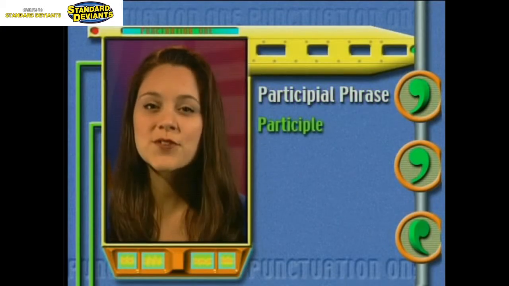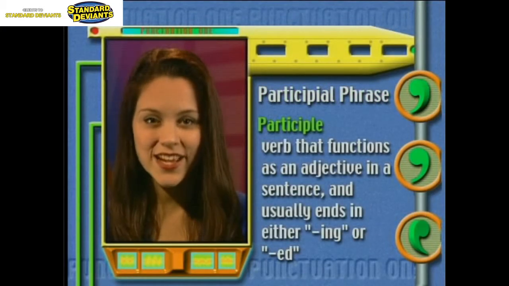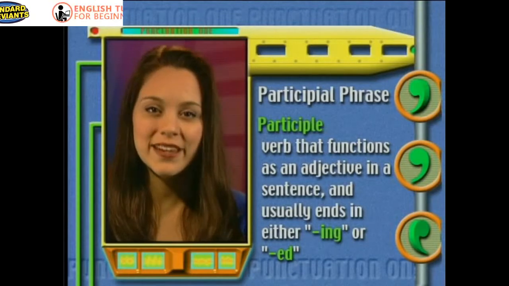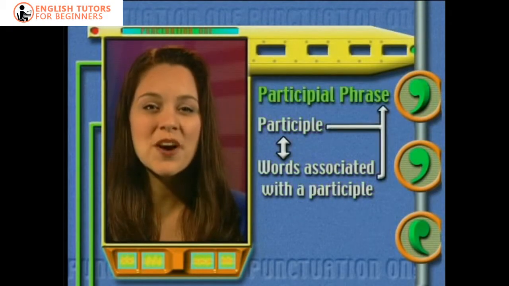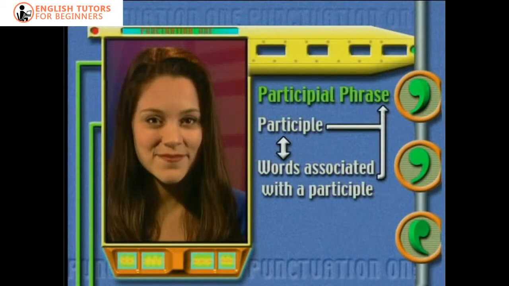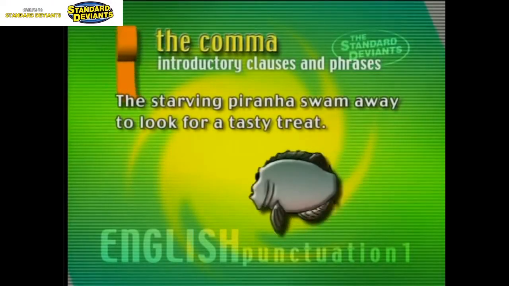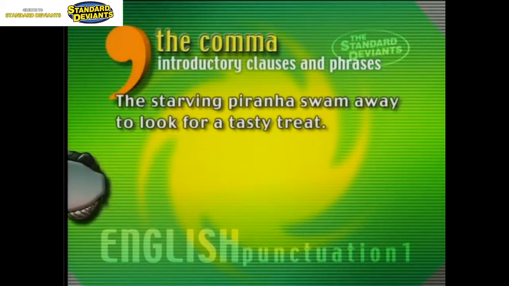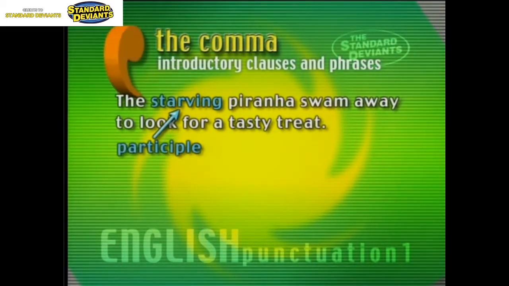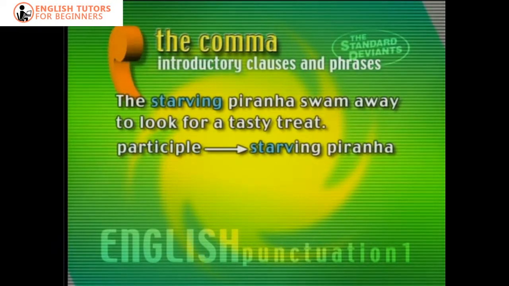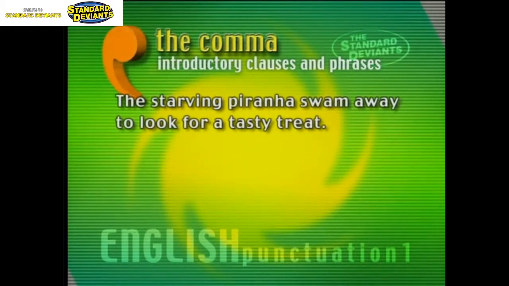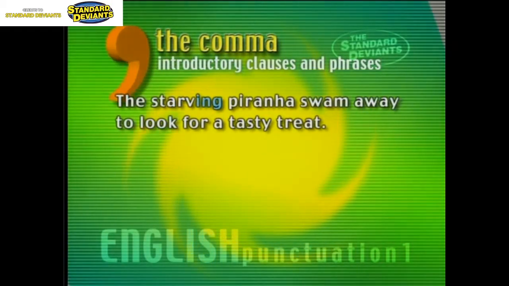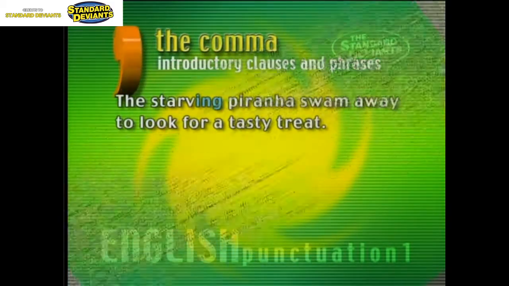A participle is a verb that functions as an adjective in a sentence and usually ends in either ing or ed. The words associated with a participle in a sentence combine with it to form a participial phrase. Look at this sentence. The starving piranha swam away to look for a tasty treat. Here, starving is a participle, since it's a form of the verb starve that's being used as an adjective to describe the noun piranha. What kind of piranha? A starving piranha. Notice that all we had to do to form the participle was add an ing to the end of the verb. So that's a participle.